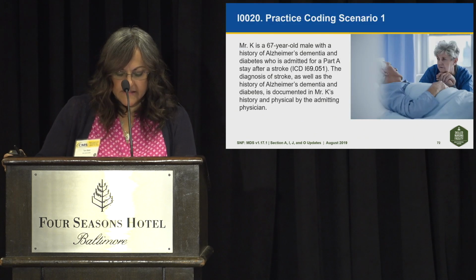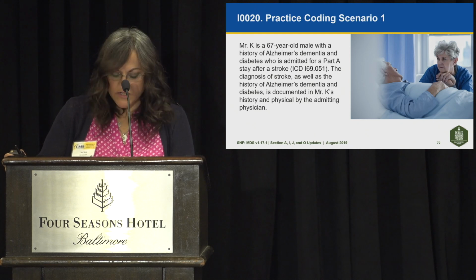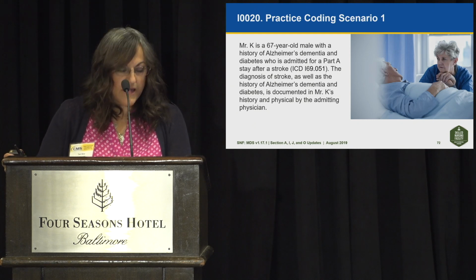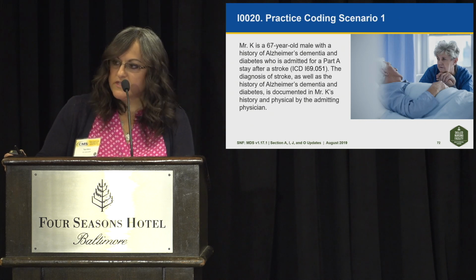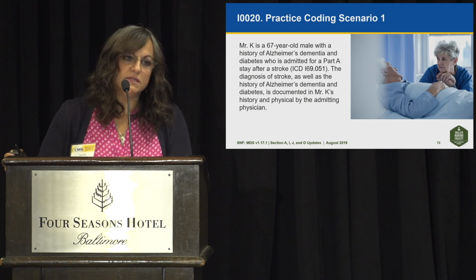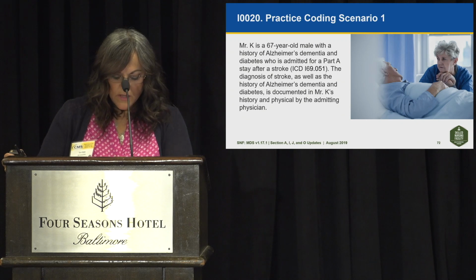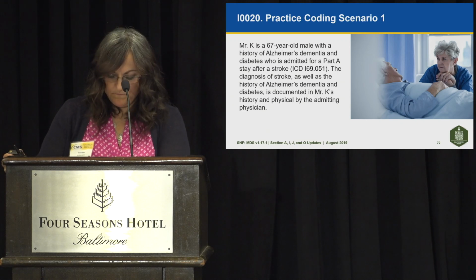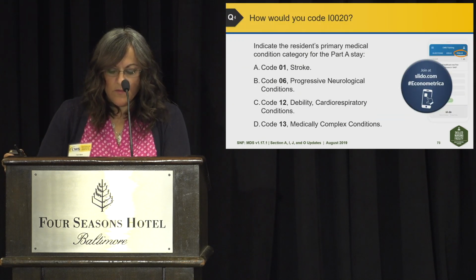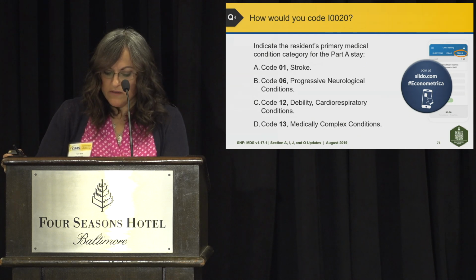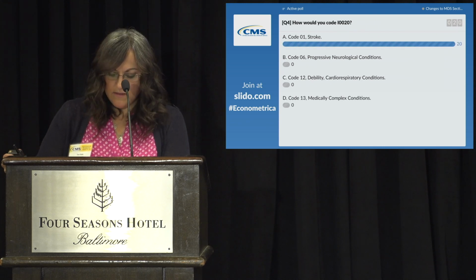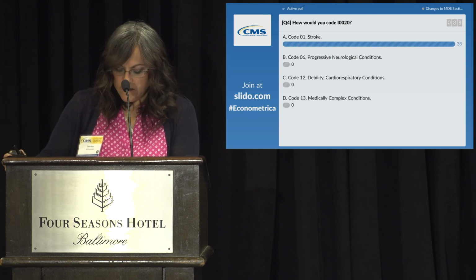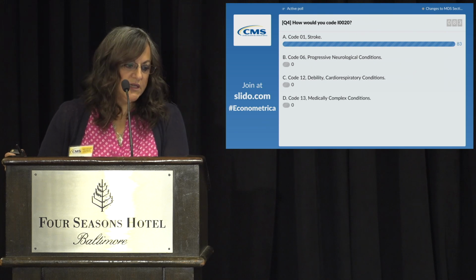So Mr. K is a 67-year-old male with a history of Alzheimer's, dementia, and diabetes who was admitted for Part A after a stroke. The diagnosis of stroke, as well as the history of Alzheimer's, dementia, and diabetes, is documented in Mr. K's history and physical by the admitting physician. So how would you code I0020? Would you code it under code 01, which is A, code 06, B, code 12, C, or code 13, D?